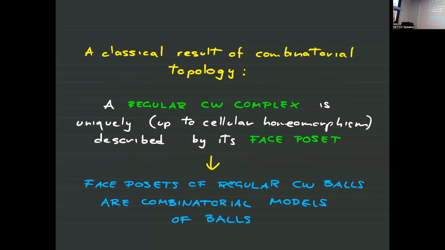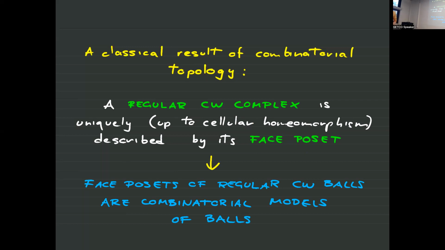So the starting point is this very classical result of combinatorial topology. A regular CW complex is a cell complex in which the inclusion of every cell is a homeomorphism onto its image, meaning that when you attach a ball, it still remains a ball in the target space.